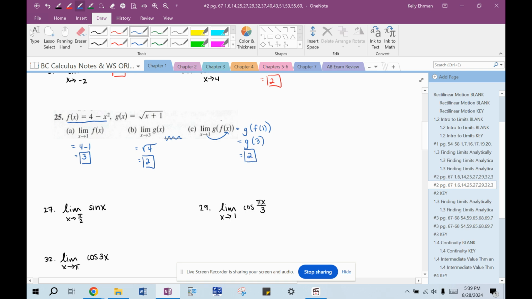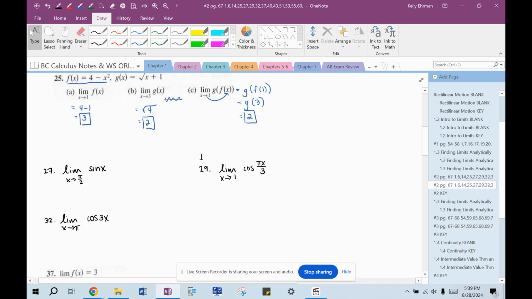But if you found g of f of x, you could say that's the square root of 4 minus x squared plus 1, square root of 5 minus x squared. And then if I plug 1 into that, I get the square root of 5 minus 1. Square root of 4 is still 2. So you could still get the same answer doing that. If I can compose and plug numbers in right away, I think that's faster.